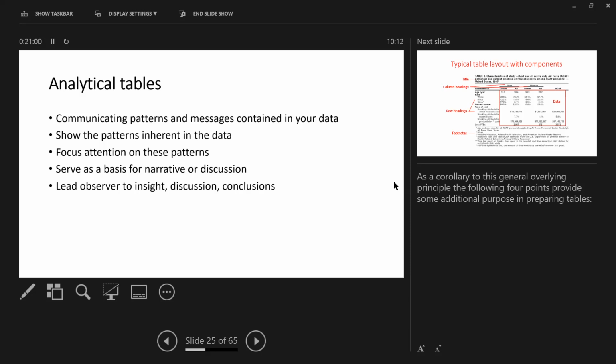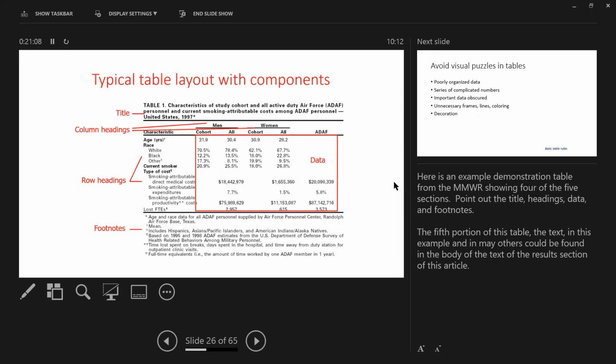Okay, so I want to now talk a little bit about what a good table and a bad table looks like. So this is the basic of a table, and you have really 5 elements there. You have the title, you have your columns with the headings, you have your rows, and then you have footnotes. Okay. So when you write your tables, think about these 5 elements.